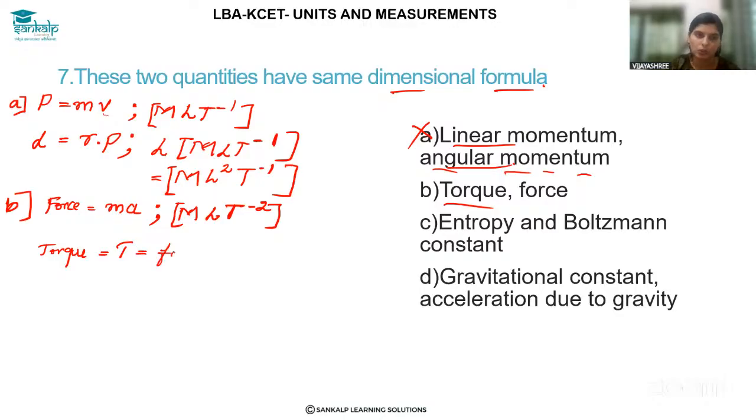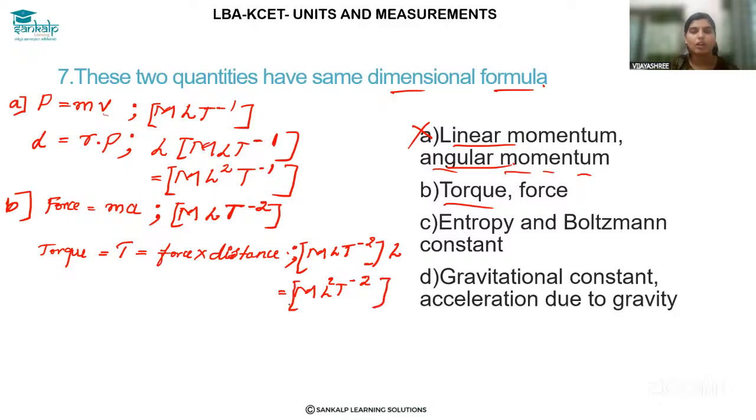Torque is equal to force into distance. Force into distance anta barutte. So, what is the dimensional formula for force? We already identified it: MLT raised to minus 2, into distance, whose dimensional formula is L, which is equal to MLT raised to minus 2 into L. So here it should be L square. It is the dimensional formula for torque.